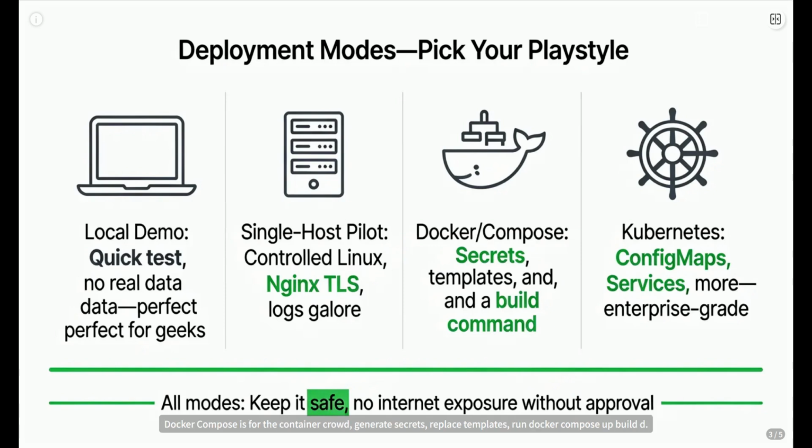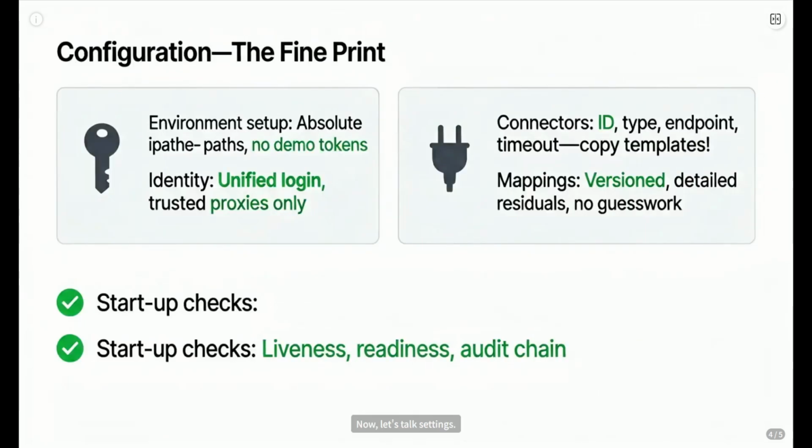Docker Compose is for the container crowd: generate secrets, replace templates, run docker compose up --build -d. And for the big leagues, Kubernetes. They provide config maps, deployments, services, persistent volumes, secrets examples. But remember the golden rule across all modes: keep it locked down. Don't just blast open ports to the internet without serious security approval. Safety first.